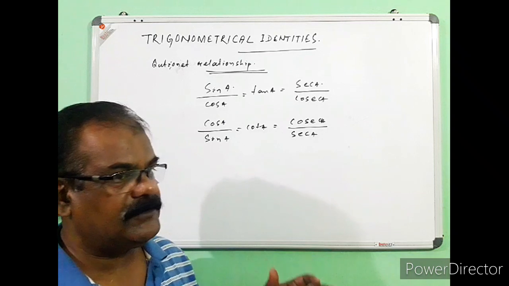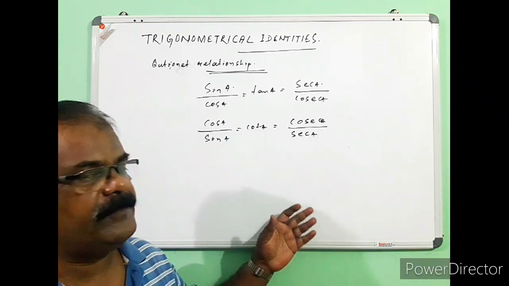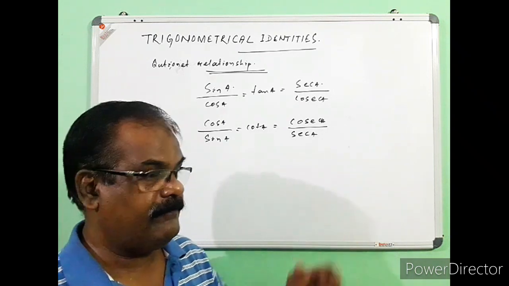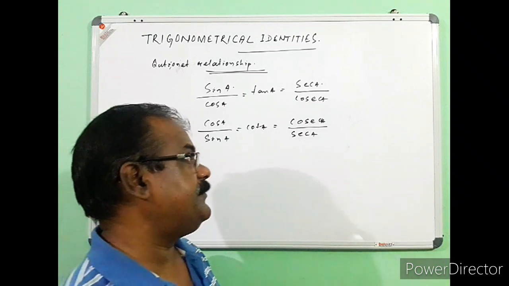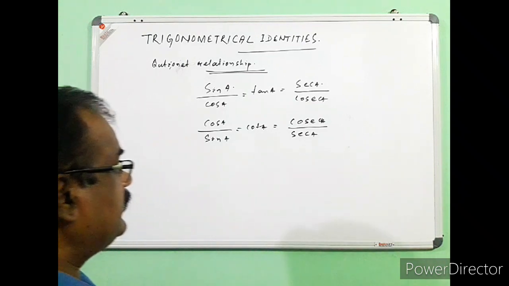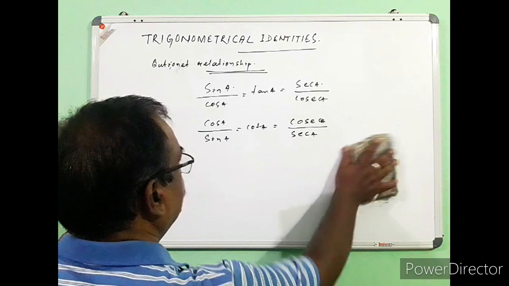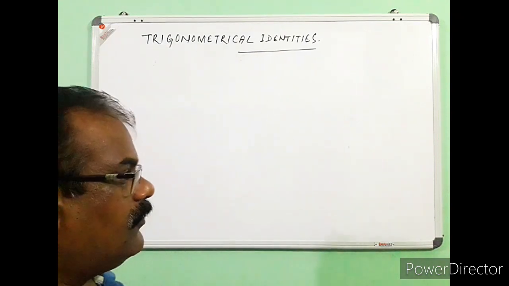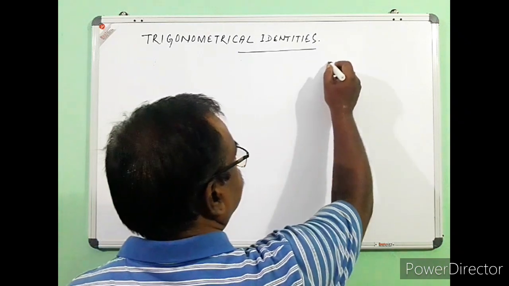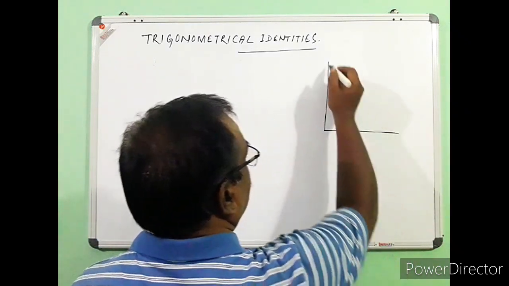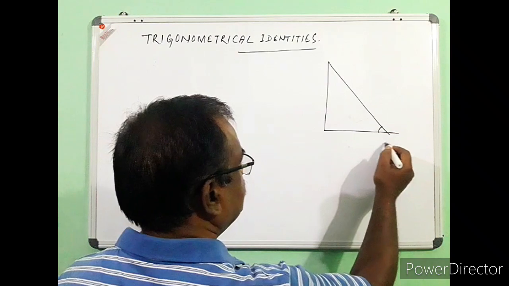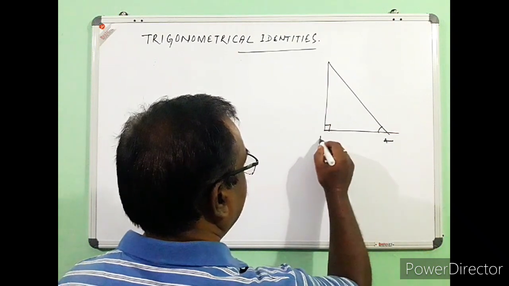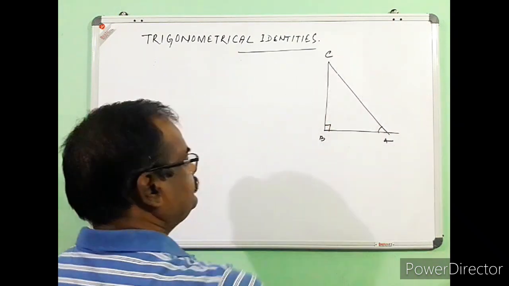Now in this chapter we are going to discuss the trigonometrical identities, the various relationships between sine, cos and tan. For that, let us take an example of a right angle triangle in which we consider the vertices to be A, B and C.